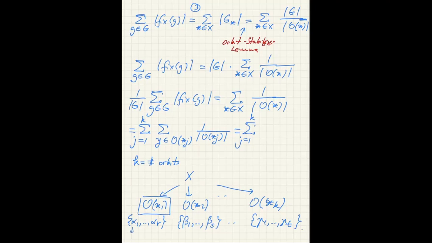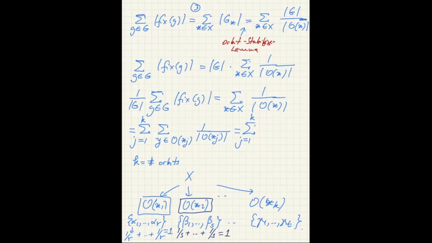So for each element here, we're summing 1 over r. So we have 1 over r plus 1 over r, and so on, and when you sum up, you get a 1. So we get the 1 contribution from the orbit of x1. Similarly, if we take j equals 2 and sum up over every beta 1 to beta s in the orbit of x2, we're summing up 1 over the cardinality of the orbit of x2, which is 1 over s plus 1 over s, s times. So we get again a 1. We have a 1 there, a 1 there, and so on.